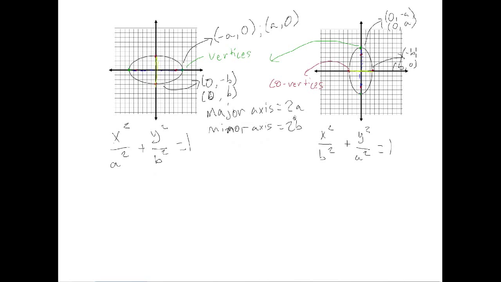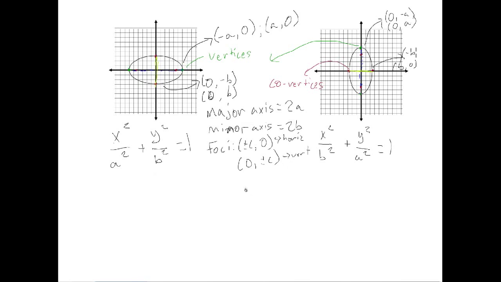Okay. Last thing, your foci. They can be plus or minus c, comma 0 for your horizontal ellipse, or they can be 0, plus or minus c for your vertical ellipse. So this is for horizontal, and this is for vertical.